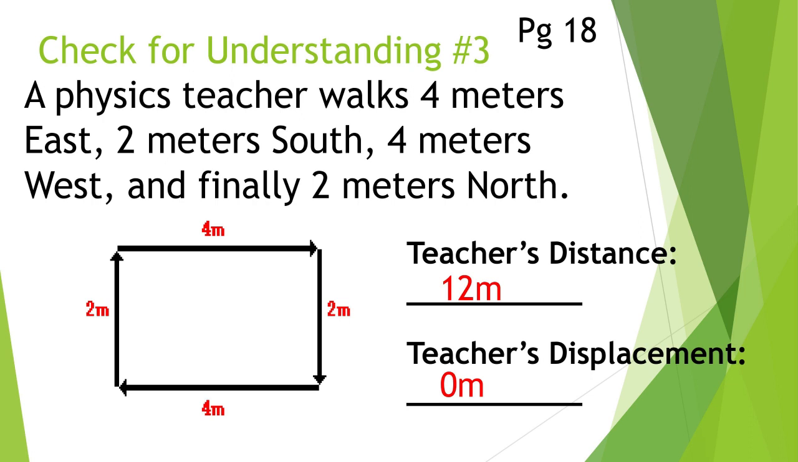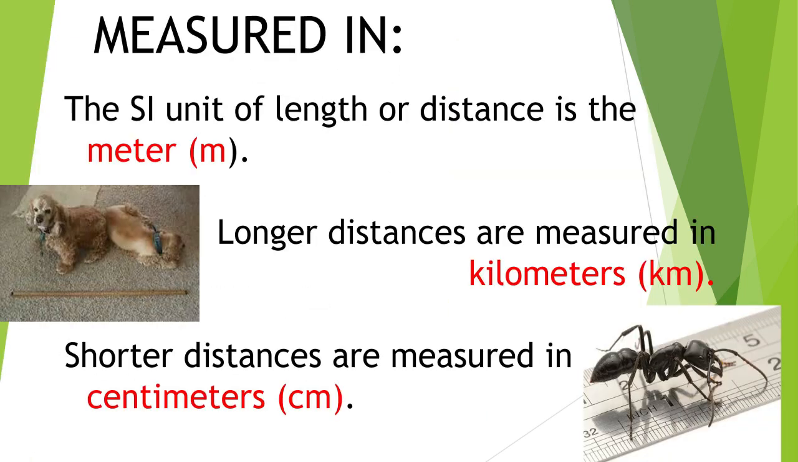But when you calculate the displacement, it becomes plus 4, minus 2, minus 4 and plus 2, as if it is on an x and y axis. So it becomes 0 meters.